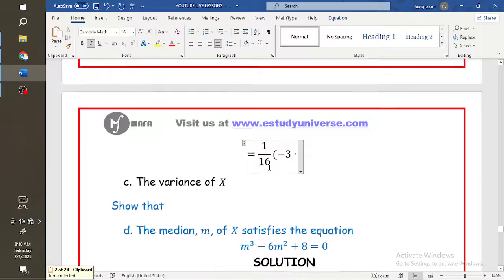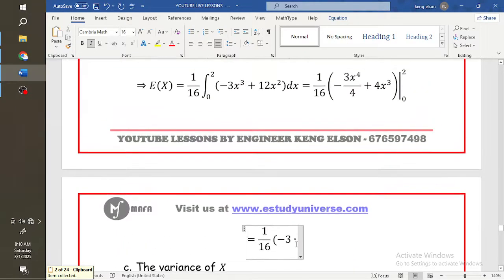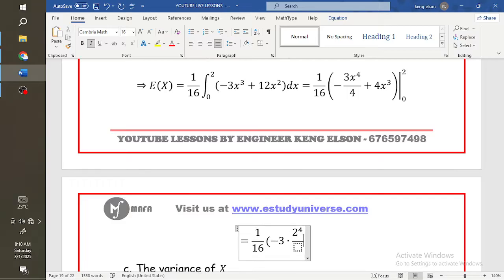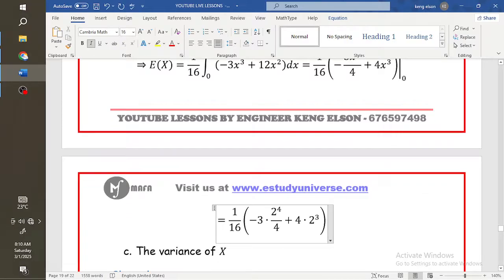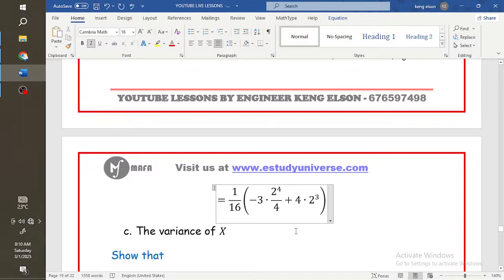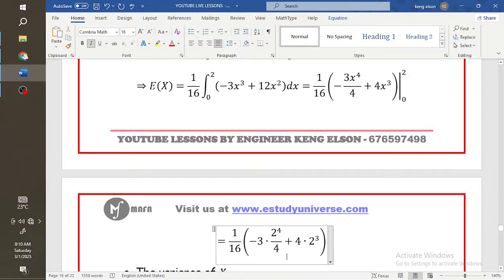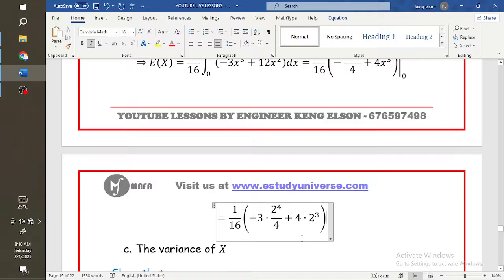But I think we'll still need to be checking on it. So let's fit. We have -3, we multiply with 2 raised to the power 4 and we divide the result by 4. Then plus 4, we multiply it with 2 raised to the power 3. I think with your calculator you can easily get this answer. I'm not going to go further, because I don't want the video to be too long. With your calculator, you're going to simplify this answer and put your answer as a simplified fraction.